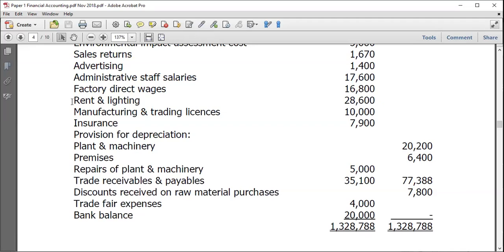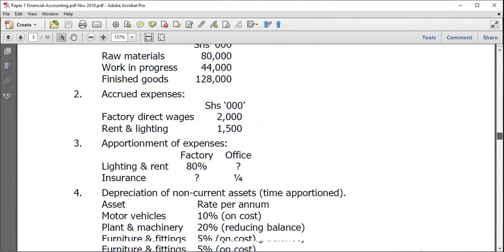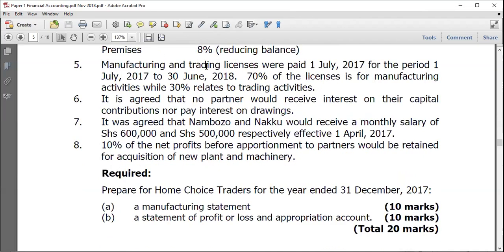So I've recorded rent and lighting. So the next thing I'm going to do is manufacturing and trading. They have told me that it is 10,000. But it also has additional information right here. They're telling me that manufacturing and trading licenses were paid on 1st July 2017 for the period of 1st July 2017 to 30th June 2018.